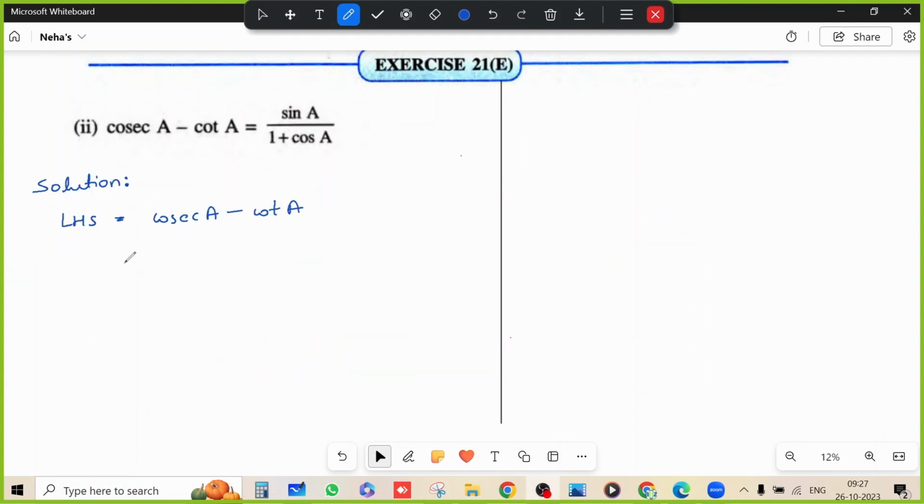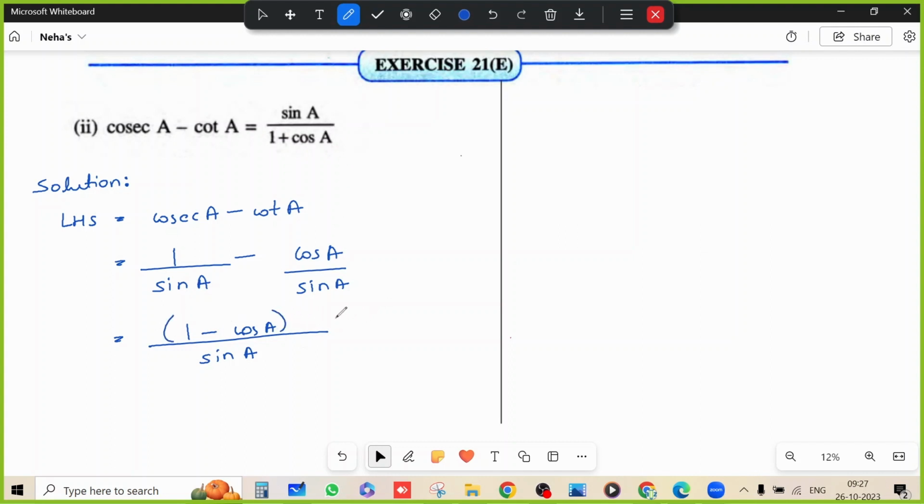The left hand side of the next question is given as cosec A minus cot A. Now we will convert cosec and cot in terms of sine and cos. So cosec A can be written as 1 divided by sine A minus cot A here can be written as cos A divided by sine A. Now we will take the LCM, which is sine A, and the numerator will become 1 minus cos A.